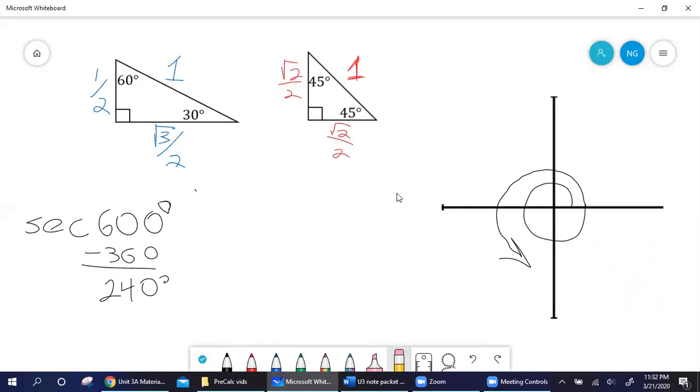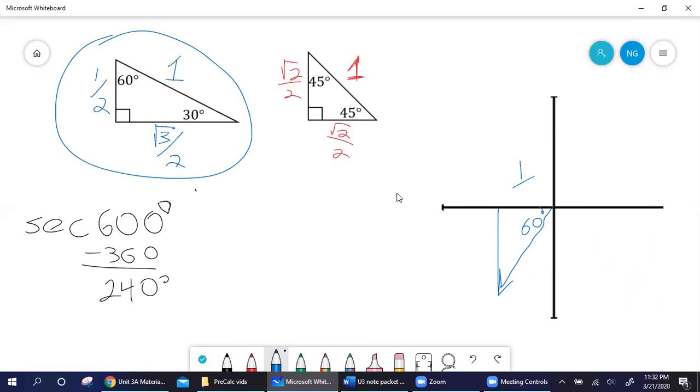So my angle terminated down here with a 60-degree reference. So again, I'm using the same triangle. Adjacent's a half, opposite's √3/2. This one wants secant. Secant is the reciprocal of cosine. Well, the cosine is a half. So the secant is going to be the flip of that, which is 2.